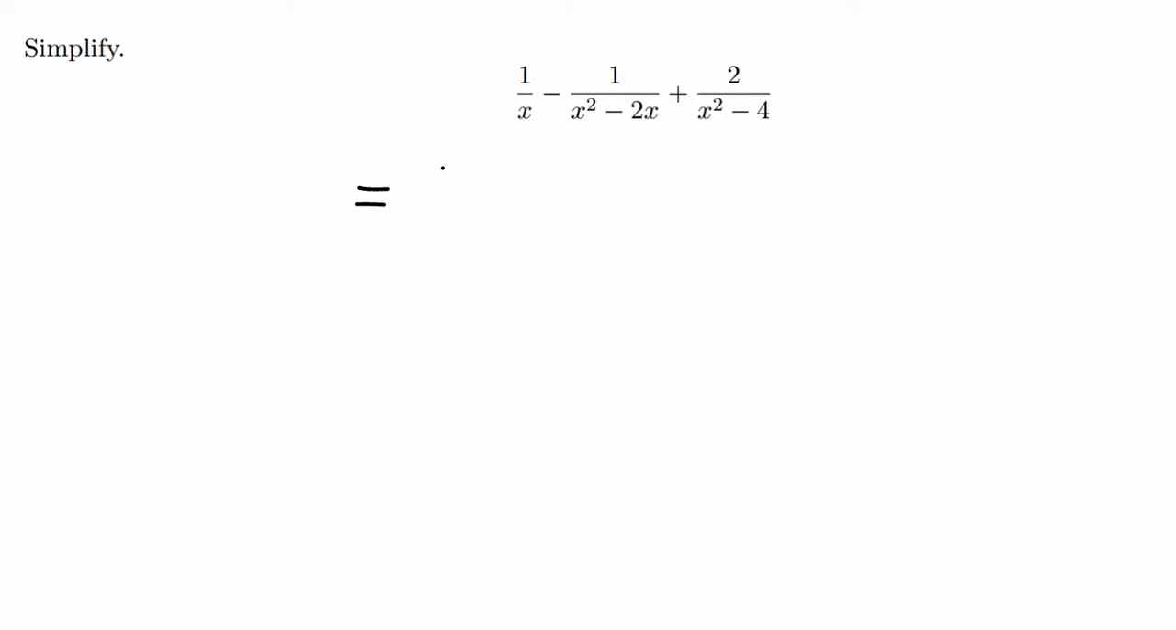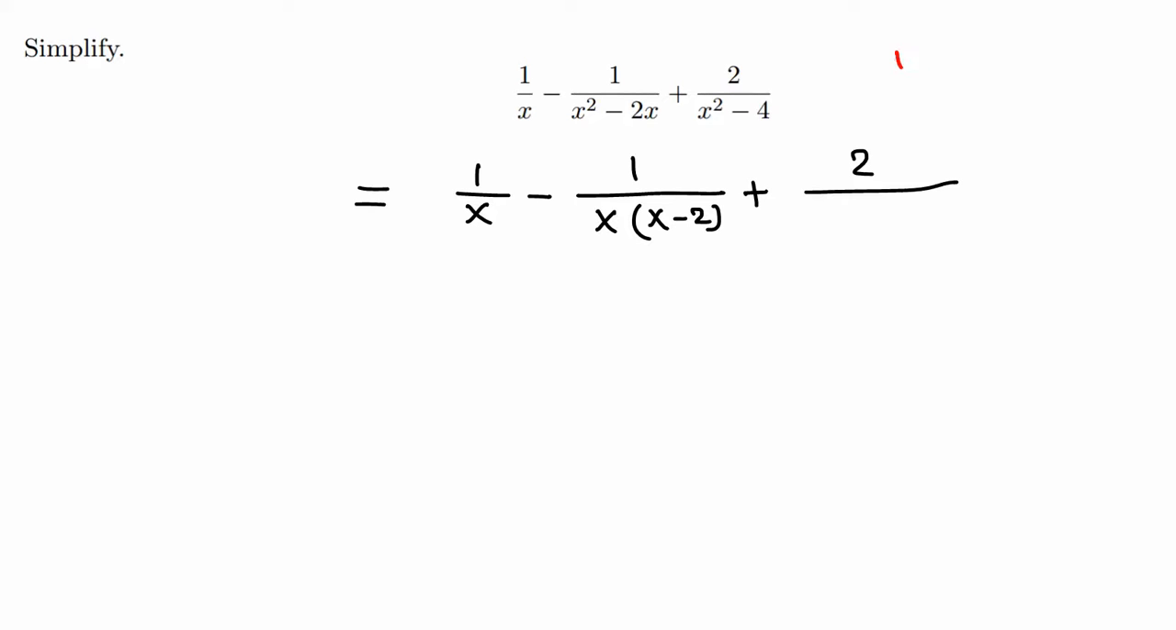So this is 1 over x, so nothing factors. x is already factored. Minus, this is 1 over x squared minus 2x. We can factor x out. Then that leaves x minus 2. Plus, now 2 over x squared minus 4. 4 is 2 squared, so it's like a difference of 2 squares.